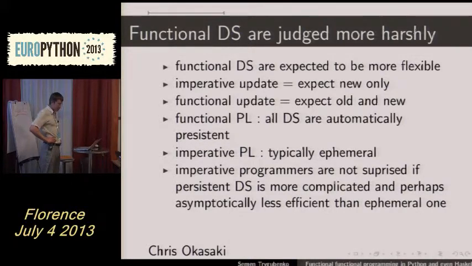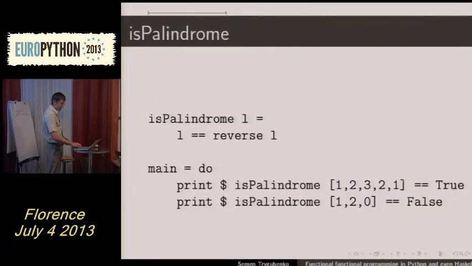Where was I? So they judge more harshly, and in imperative programming languages, data structures are typically ephemeral. And what we find when we write code that leads to data structures that are persistent in imperative land, we are not surprised that we have to write more code. Whereas in functional programming languages, this is all abstracted away and hidden.